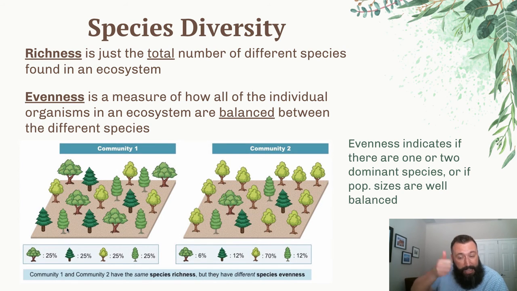It has high evenness. Community 2, if you look at the proportions down here, 70% of the species in community 2 are being dominated by this lighter green colored tree. Likewise, all of the other ones are out of balance. And so that's what we're talking about here with balance, right? One is dominating the community, and so it's highly uneven or out of balance as a result.